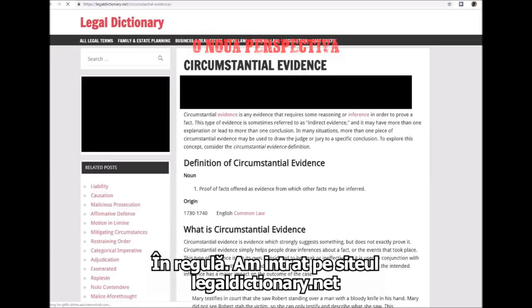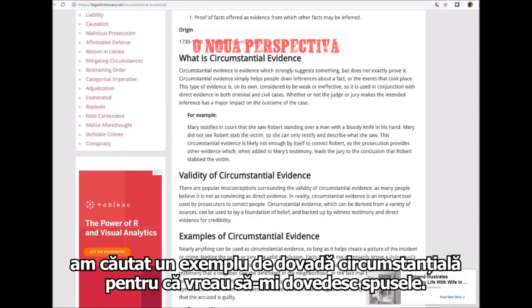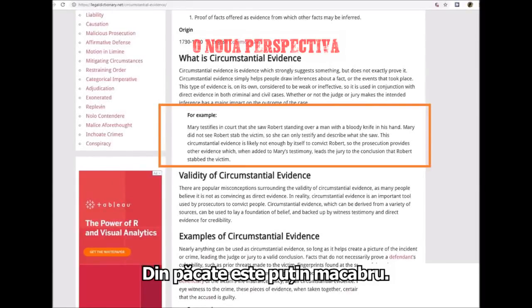Okay, so I went to a website. I cut off the link, but it's legaldictionary.net, and I just wanted to find an example of circumstantial evidence just to prove my point. So here's an example. In this case, it's a criminal example. Unfortunately, it's kind of gruesome.